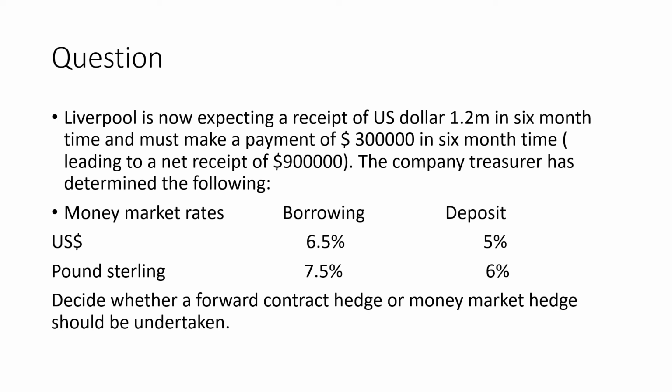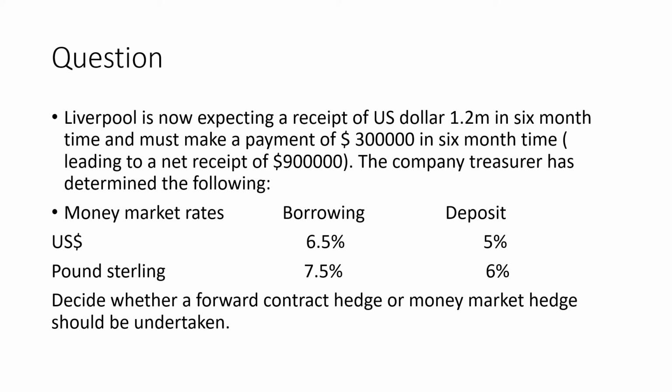Now, if you look into this question, the concept would be more explained by this question. For example, there is a company, Liverpool, which is now expecting a receipt of US dollar 1.2 million in 6 months time and must make a payment of $3 lakh in the same 6 month period, leading to a net receipt of $9 lakh. Matlab, they have to receive 1.2 million in US dollars, and obviously they have to make a payment of 3 lakh. So the net amount would be 9 lakh. So the receipt would be of 9 lakh.